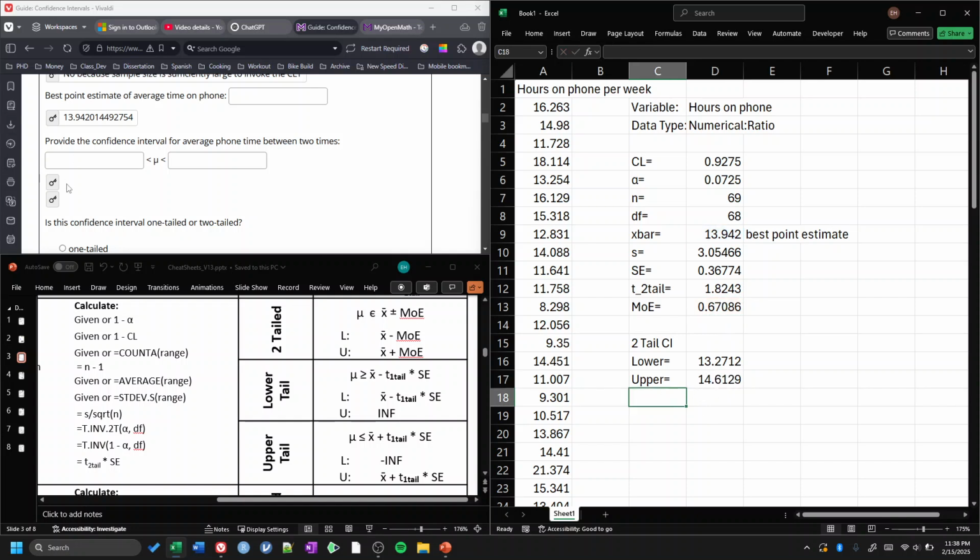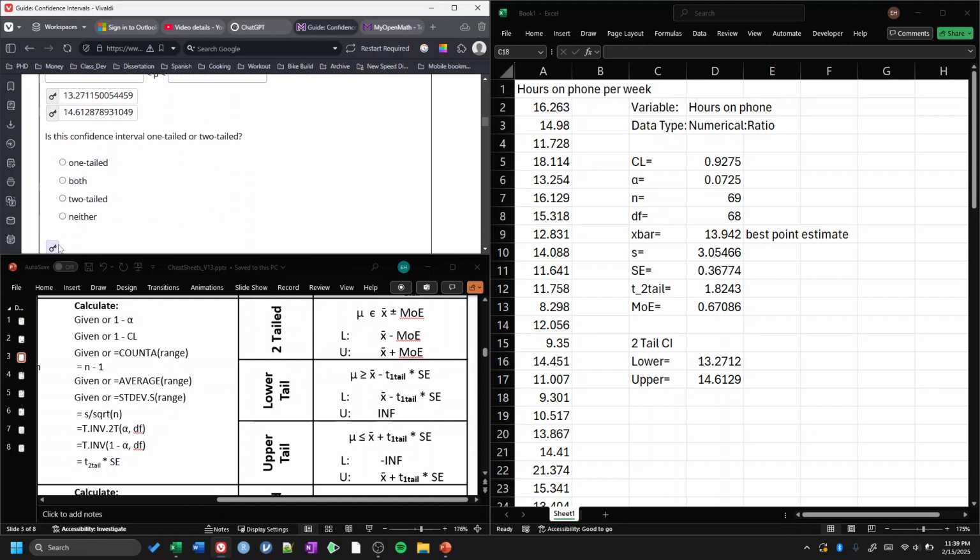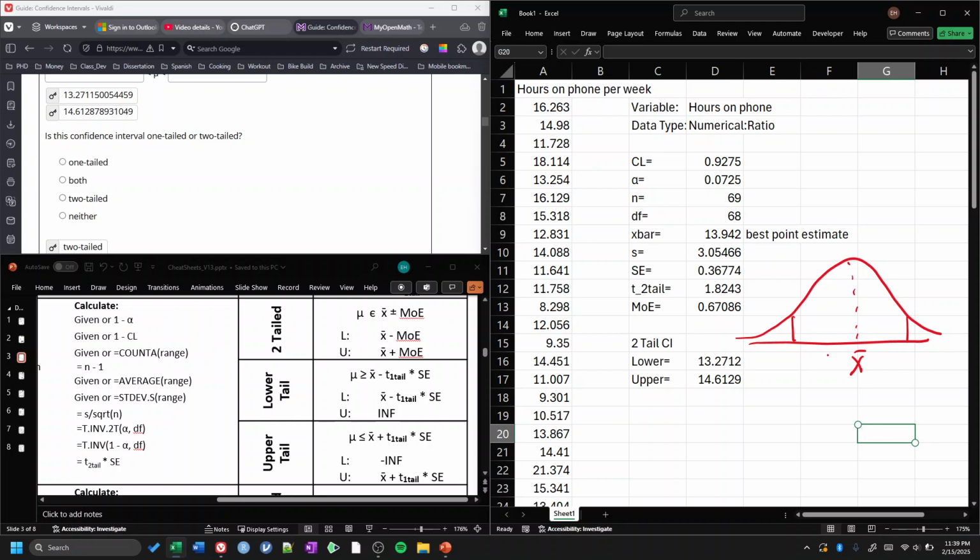And so we think that the upper and lower values are somewhere between 13.27 and 14.61, as we think that the true mean is in between those two points. So this confidence interval is a two-tailed. Let me just give you a quick graphic of why this is a two-tailed. So when we draw out our little range and we put our x bar right here in the middle, and we say we want to know the 92.75% confidence interval, it's two-tailed because we could possibly have overestimated or underestimated by these two regions. There are two tails where we could possibly be wrong.